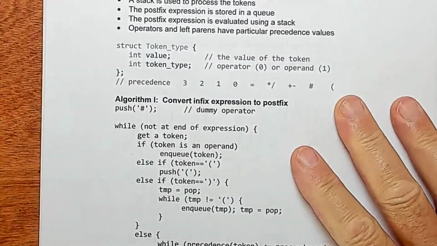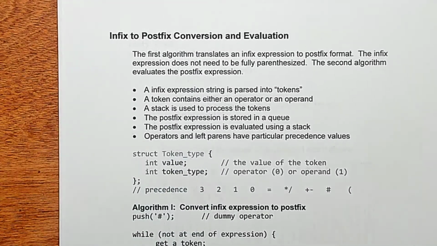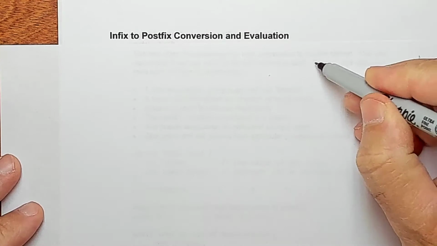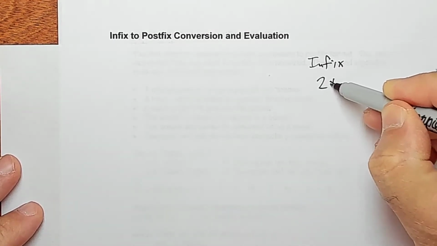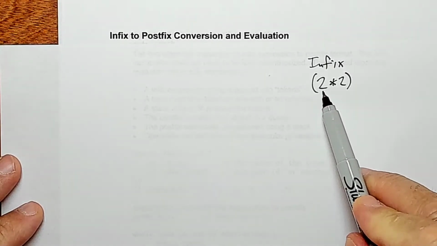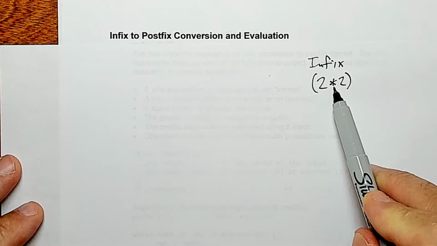So this is a pretty good classic algorithm here to convert an infix expression to a postfix expression. So infix is this kind of thing, like 2 times 2 infix. So we have operands and operators. So 2 is an operand, and the multiply sign is an operator. Okay, so operator and operand.